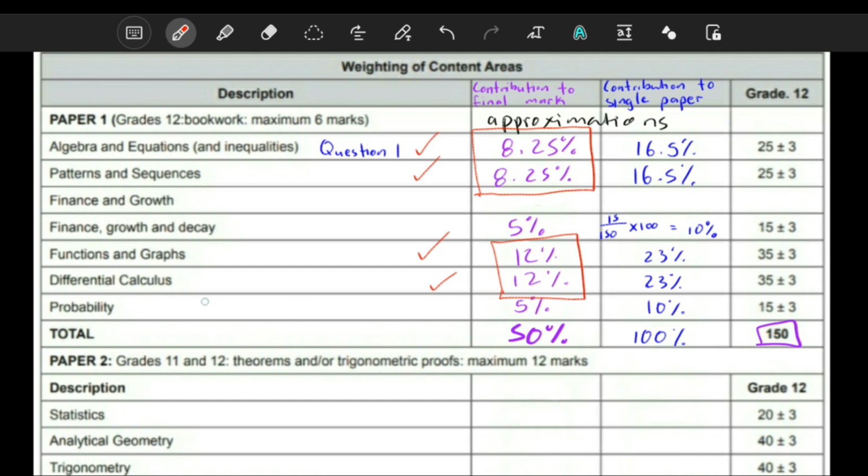I'm not saying you should neglect probability and neglect finance and growth and decay. What I'm basically trying to give you the idea of here is, don't find yourself spending too much time on things like probability, trying to figure it out, and things like finance and growth, trying to figure it out, because if it's just not happening for you, it's best to just know the basics here and be able to answer the basic kind of questions, and then you can focus more of your time on things like functions and graphs and your differential calculus.